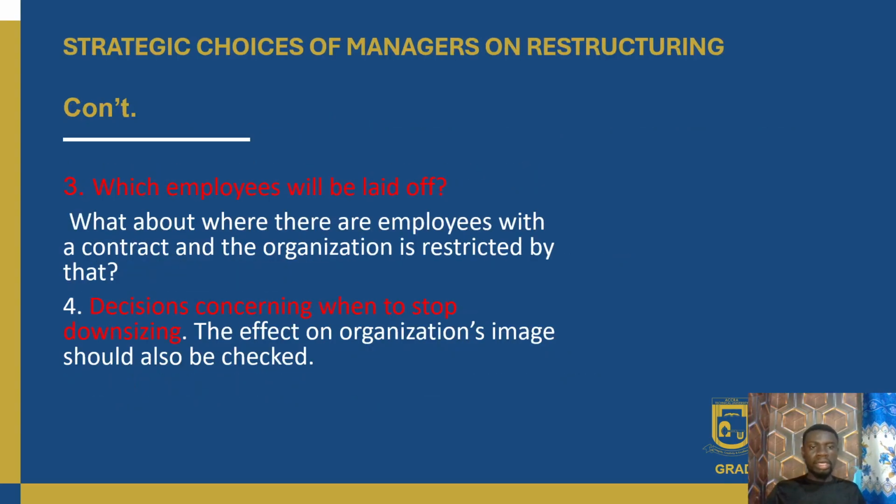The third one is which employees would be laid off. You can't just go about sacking every employee. Some employees are very key to the organization. Then another one is when to stop downsizing. You have to make sure that, depending on the organization, there must be at least a minimum number of workers in the organization.